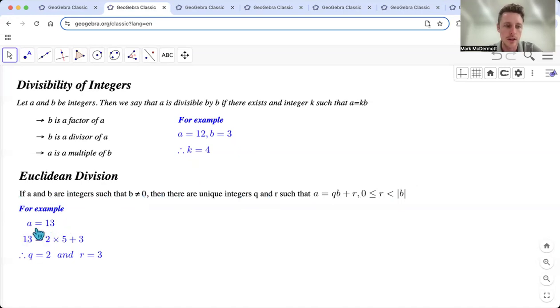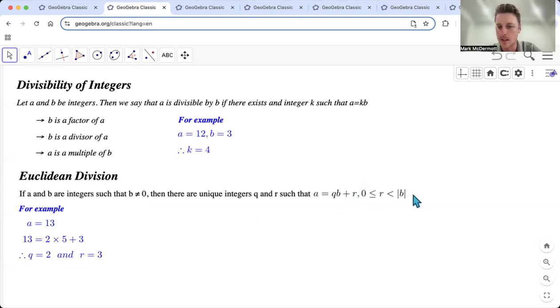Let's say a is 13 in this case. And we're going to say, okay, 13, I think you would agree, is equal to 2 times 5 plus 3. So q is 2, b is 5, and r is 3. So we'd say that therefore q is 2 and r is 3. I think you would recognize by now r is the remainder. If we were to take 13 divided by 5, we would get 2 remainder 3.